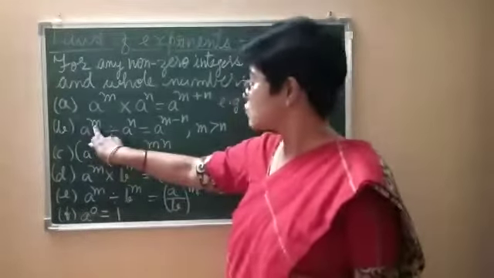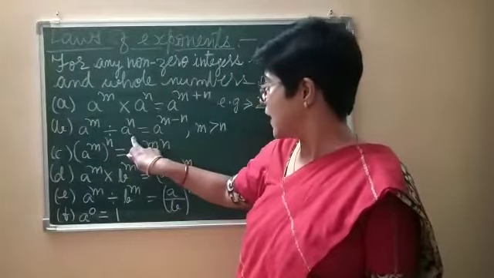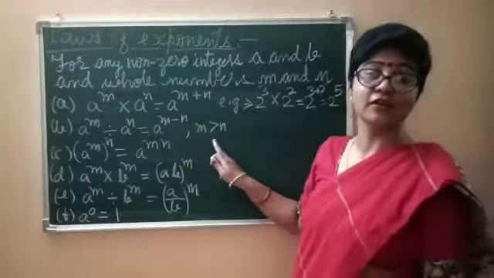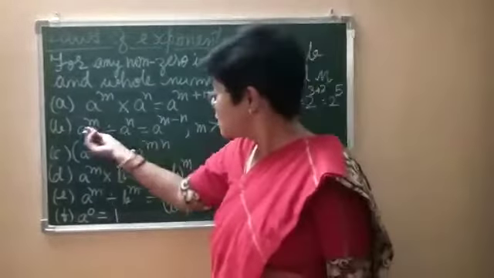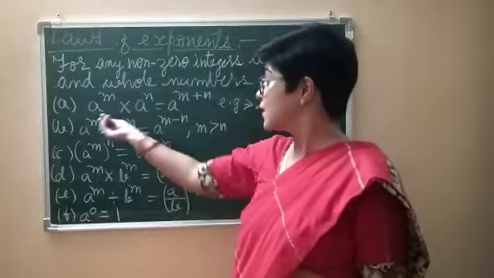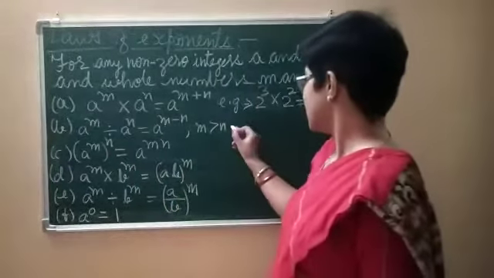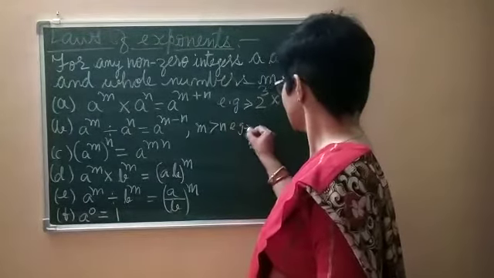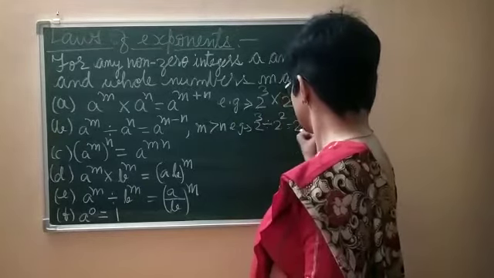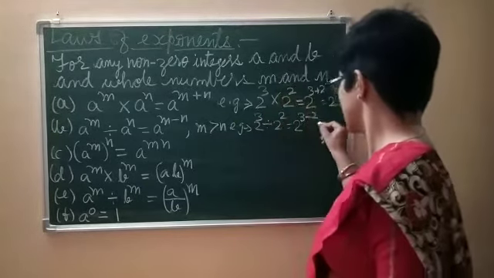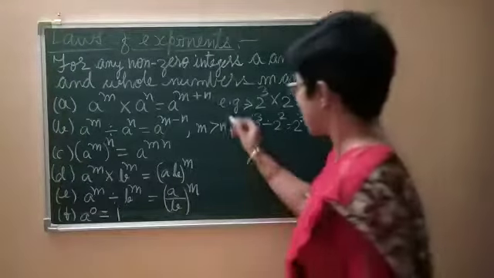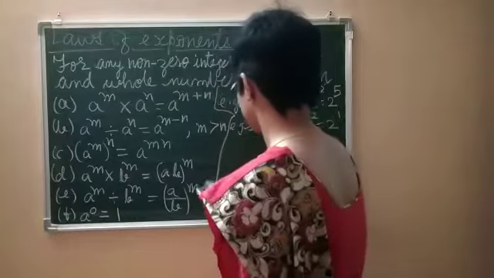Now we have a raised to the power m divided by a raised to the power n is equal to a raised to the power m minus n, when m is greater than n. It means when the numbers have the same base and they are in division, their powers will be subtracted. Like 2 raised to the power 3 divided by 2 raised to the power 2. It will be 2 raised to the power 3 minus 2. This will be 2 raised to the power 1. Alright. I suppose you understand this.